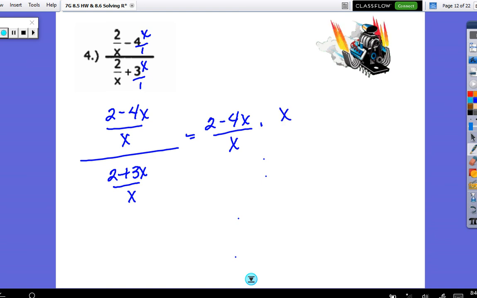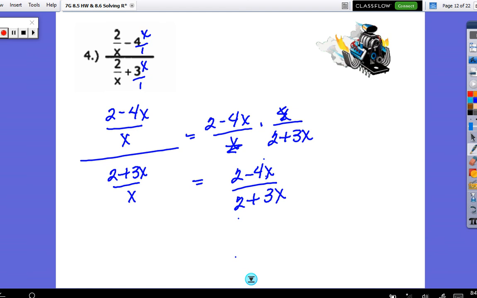So flip 2x plus 3. Well, there's a common factor of x, so that's going to leave me 2 minus 4x over 2 plus 3x. You're tempted to cross out those 2's, but don't. It's wrong every time. It doesn't work with numbers. It doesn't work with math or variables. So that's the best I can do on that one.